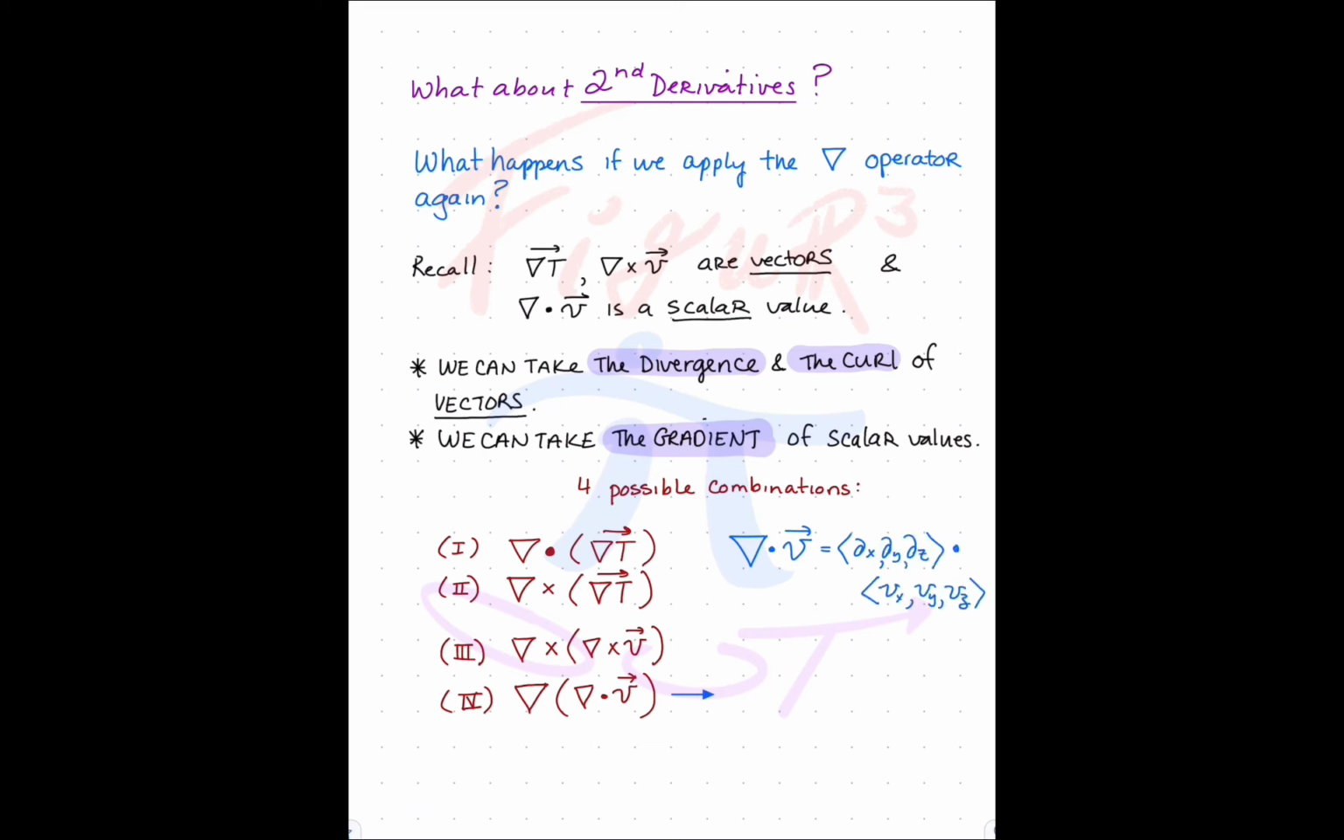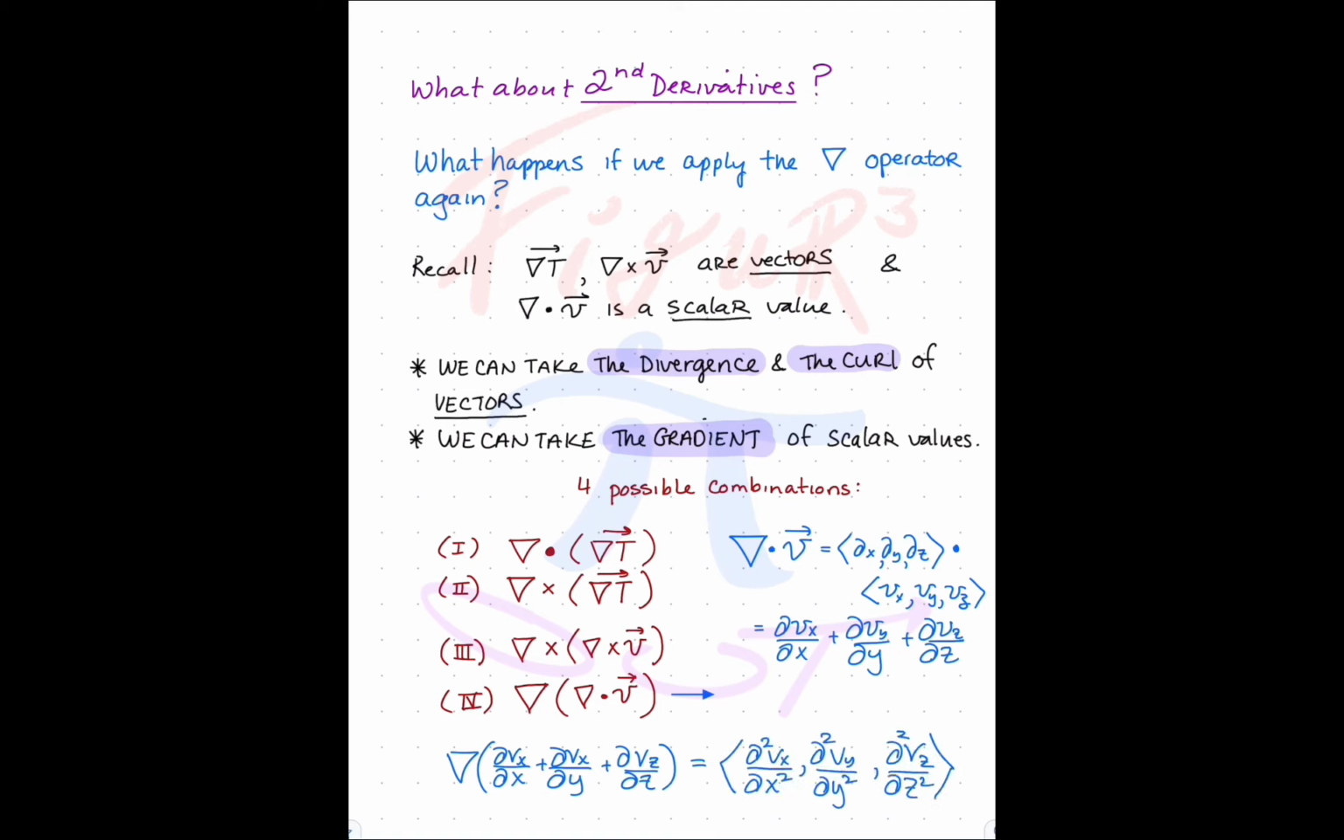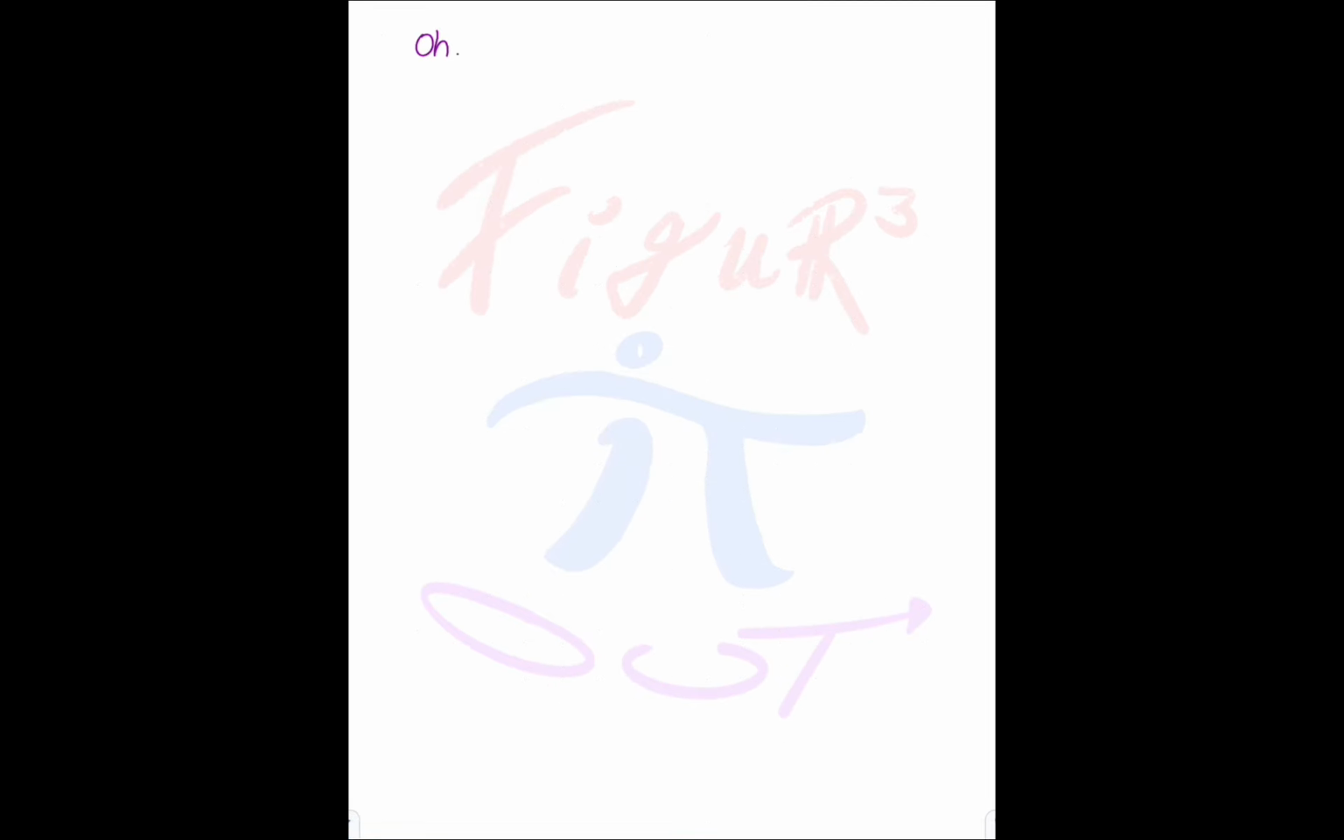The gradient of the divergence. Let's recall that the divergence is a linear combination or a scalar of the components of the vectors differentiated along their directions. So the gradient of this would be simply a vector of their second partial derivatives. This is not the Laplacian.